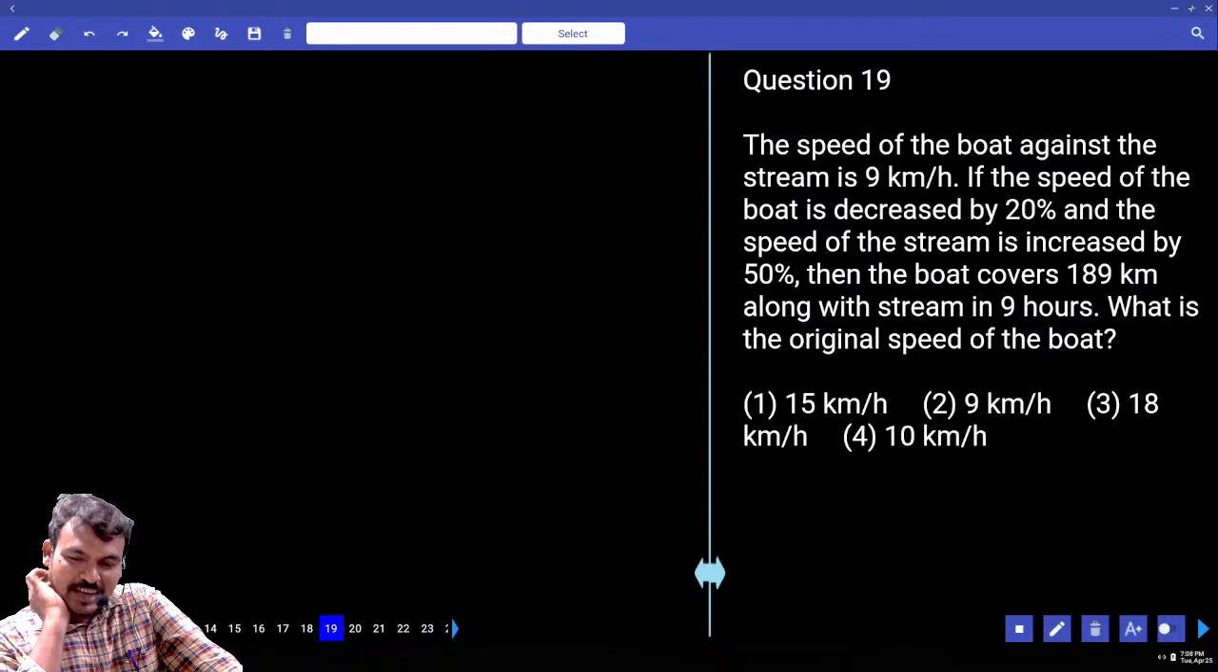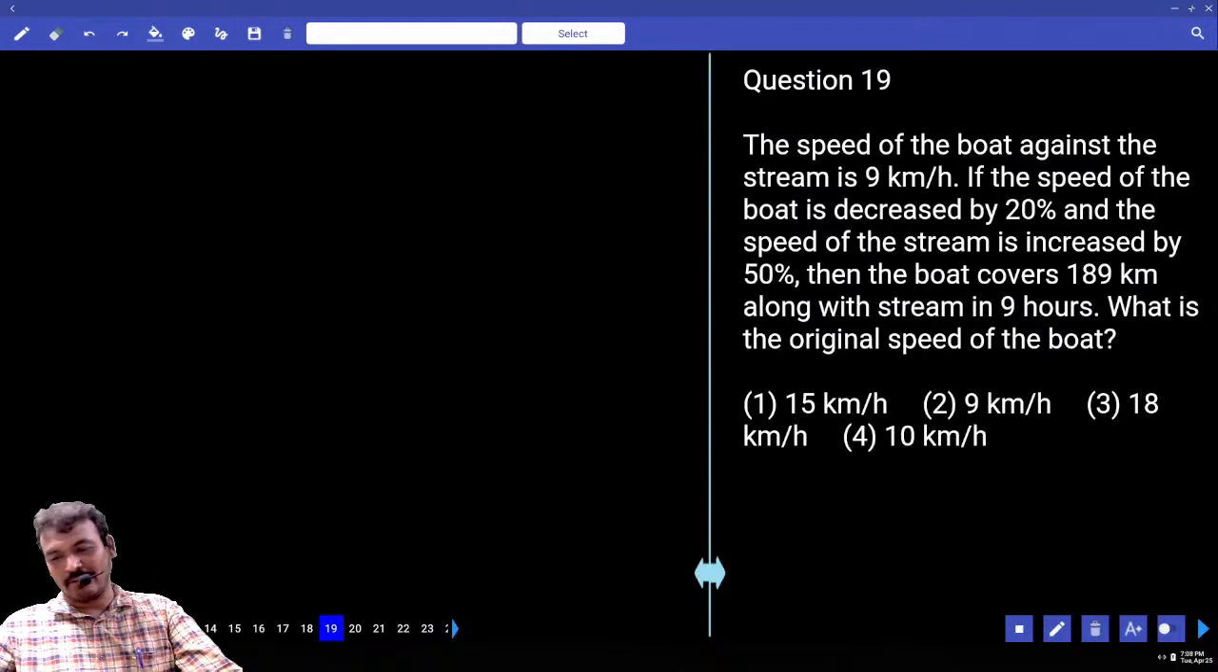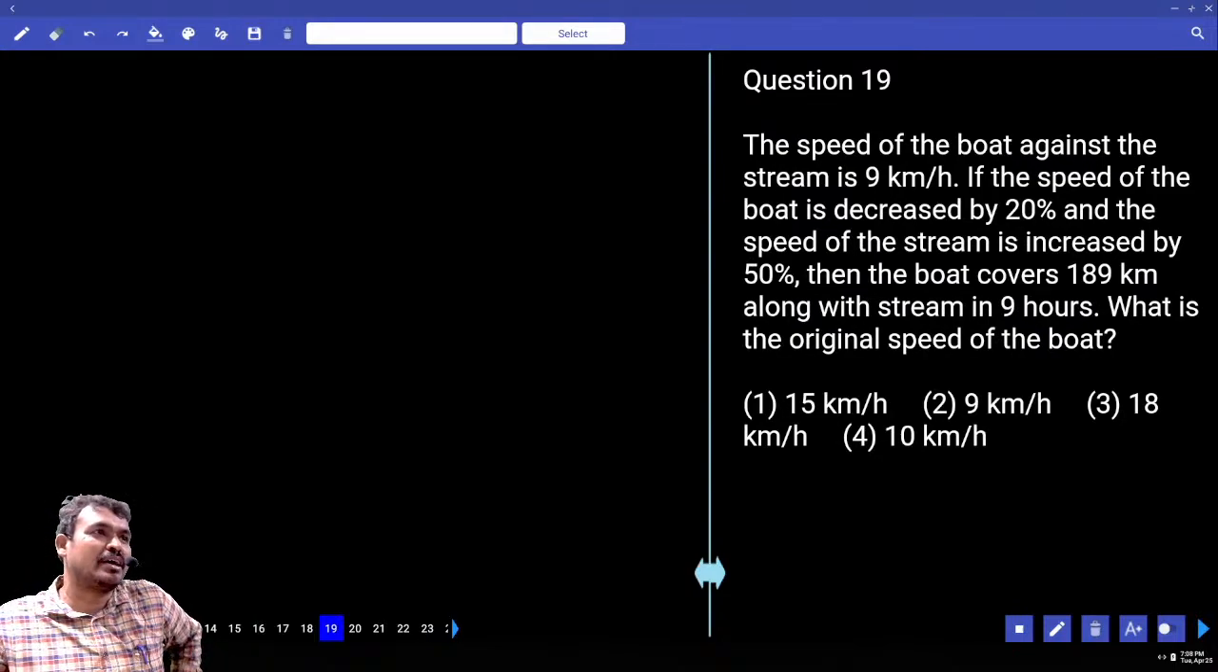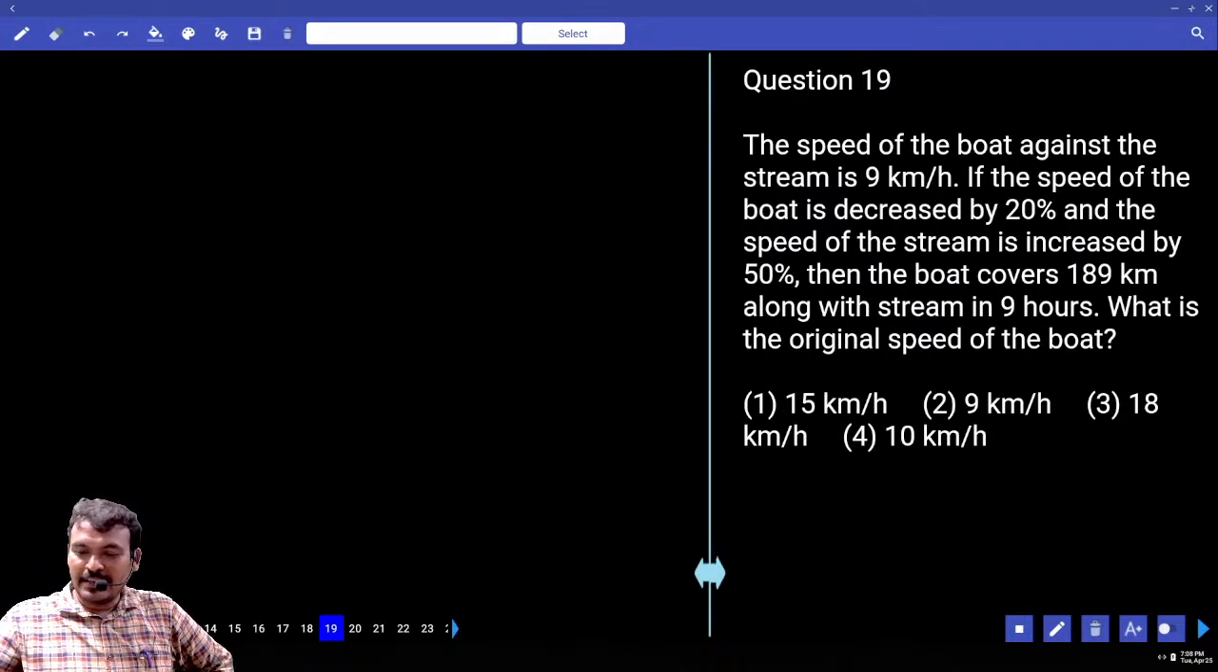Next question number 19. Speed of the boat against the stream is 9 km per hour. If the speed of the boat is decreased by 20% and the speed of the stream is increased by 50%, then the boat covers 189 kilometers along with the stream in how many hours? 9 hours. What is the original speed of the boat?